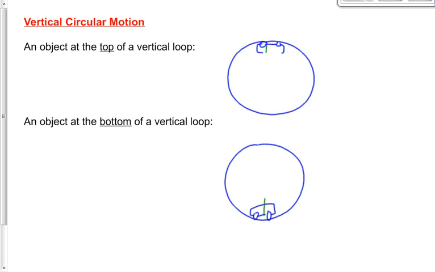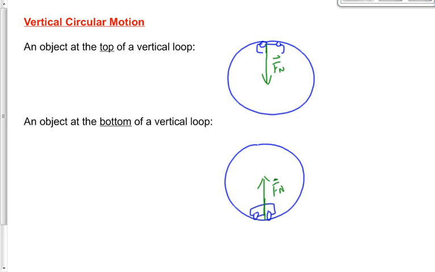What's one thing that helps? Just think about fundamentally what this is, right? What helps the car stay in a circle? What's one thing, Gary? The normal force, right? So the normal force acts toward the center of the circle, right? It helps provide the centripetal force.